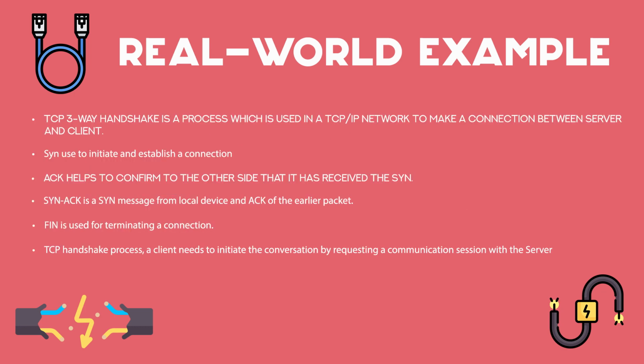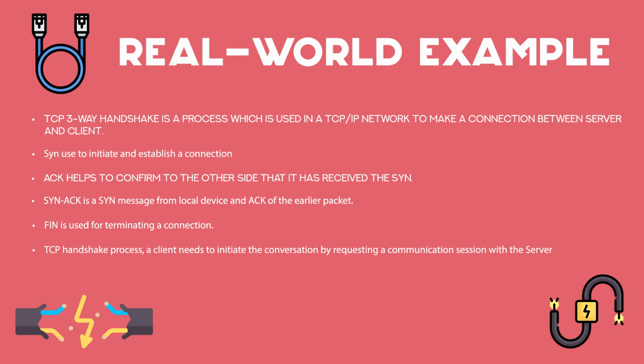To summarize, the TCP three-way handshake is a process used in TCP/IP networks to make a connection between the server and the client. SYN is used to initiate and establish a connection. ACK informs the other side that it has received the SYN. SYN and ACK is the SYN message from the local device and ACK of the earlier packet. FIN is used for terminating a connection.